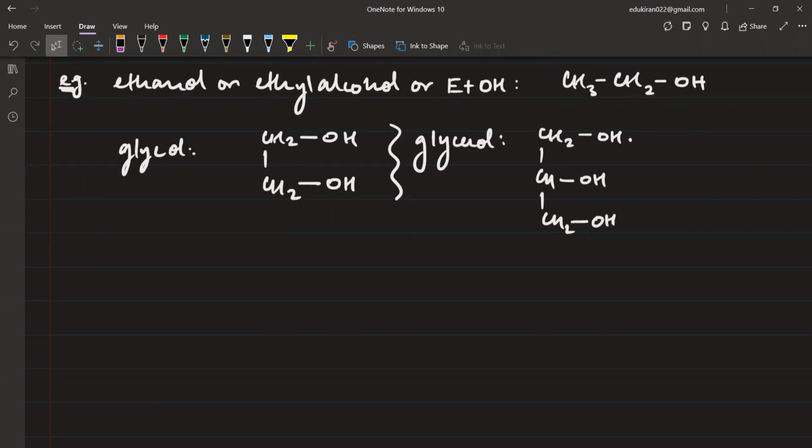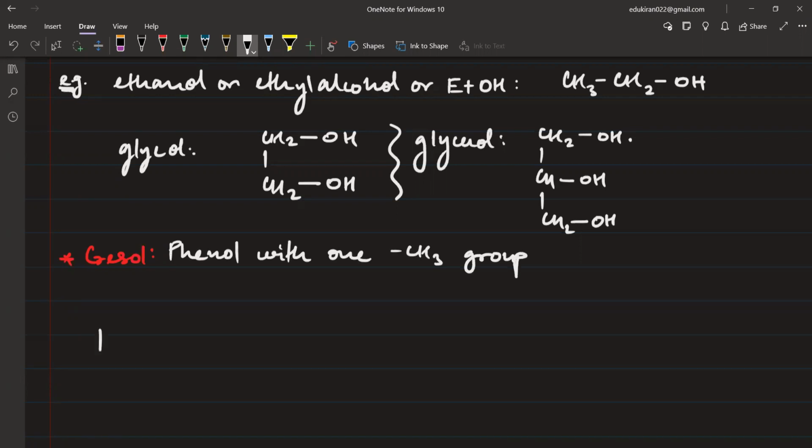Now, there is another molecule from the class of phenols that we have to remember. Its common name is cresol. So cresols are a group of compounds. These are phenols with one CH3 group. Okay, what is this? Phenol with one CH3 group.